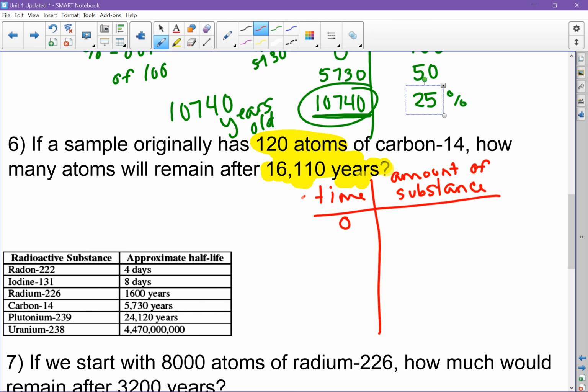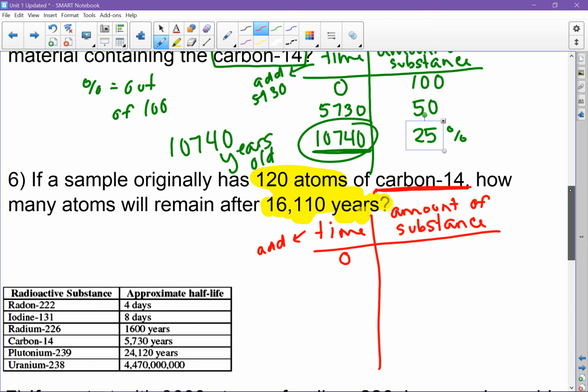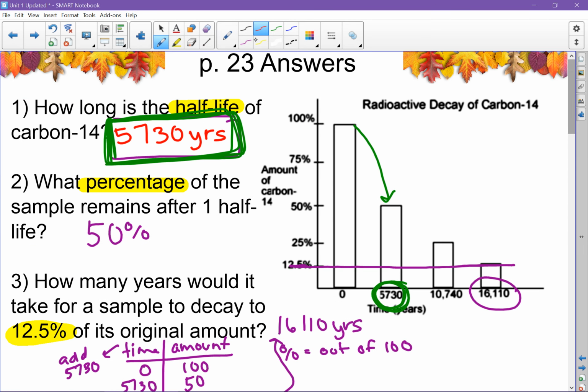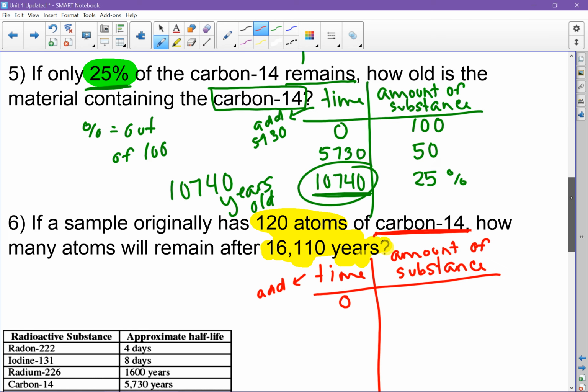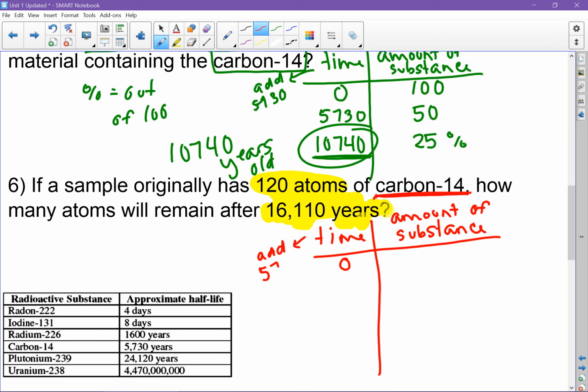Time always starts at 0. In this column we're going to add. Because we're still using carbon-14, we have to go back and figure out what was the half-life. So the half-life is how long it takes until you get half of that substance. And we figured that out in question number 1. This is the half-life of carbon-14, because that's how long it takes for this bar to get chopped down to 50%. So the half-life that we're going to add is 5730.